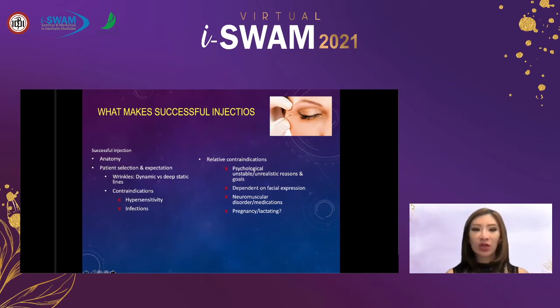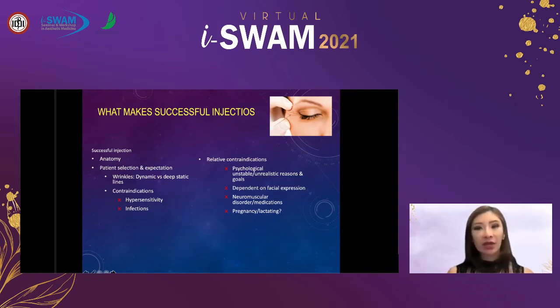First of course, we have to know the anatomy, the target that we are going to inject, the muscles or the fibroblast, and what muscles we have to inject if we want to have certain results. Second, the patient selection and expectations. We have to have a good consultation to know what the patient expects, and whether we can meet the expectations by the injections that we are going to give to the patients.